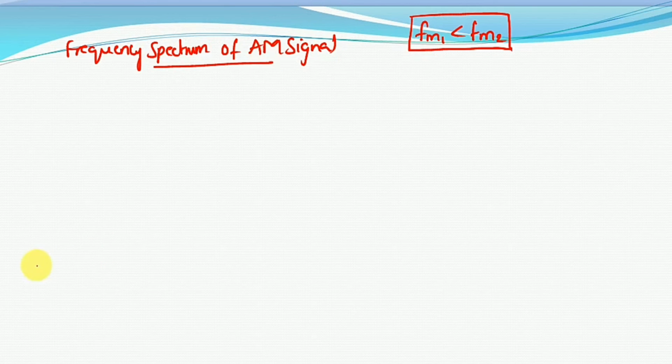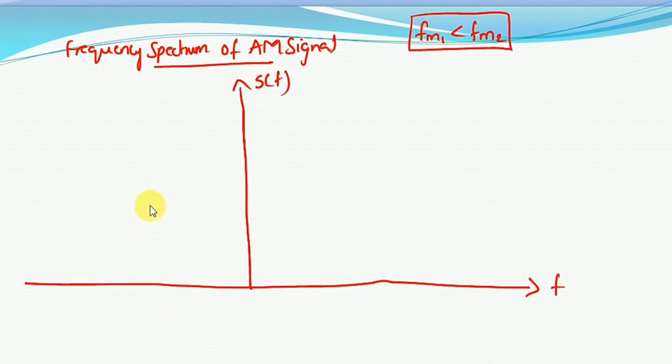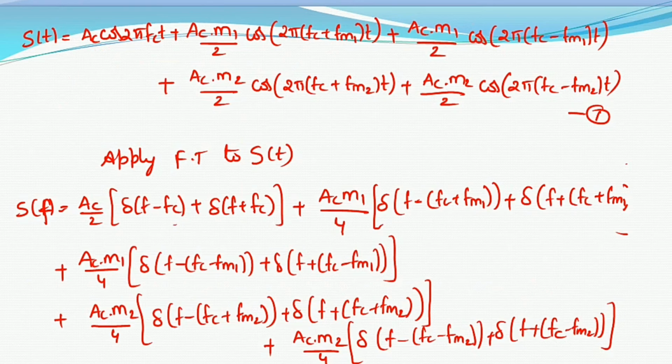so total 5 frequency components will be present. I am drawing only the single sided frequency spectrum. Here single sided indicates only positive frequencies will be represented. Okay, and this is zero frequency. Now what is the first frequency component? Here the first frequency component is Fc with an amplitude AC by 2, and here we have to check which is the highest amplitude.